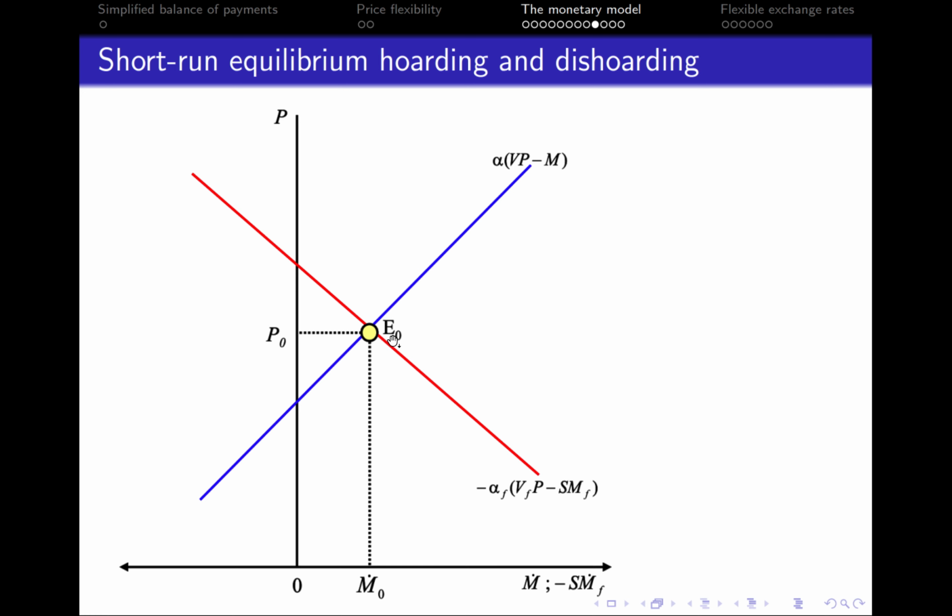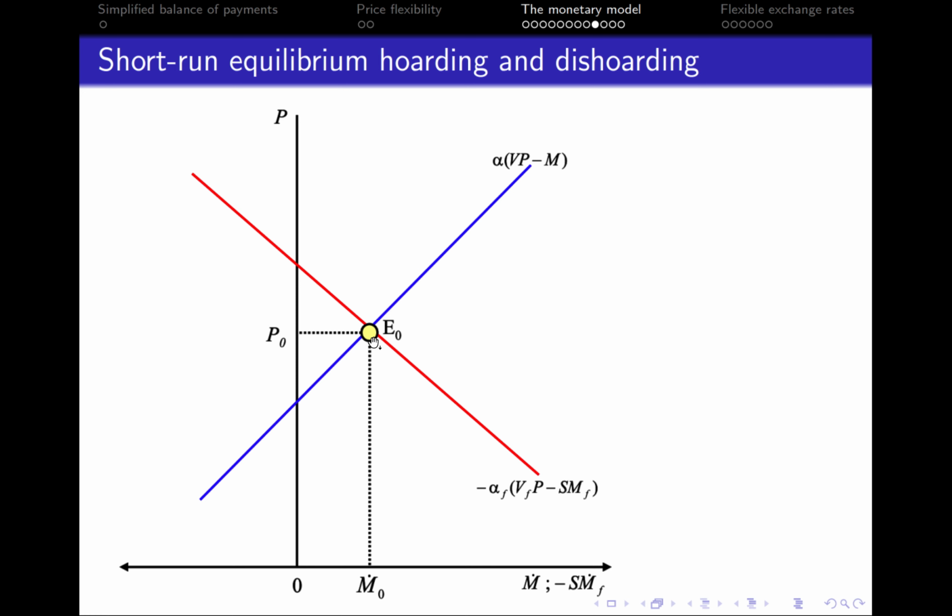Look, at point E0, we see the short-run equilibrium. And look, what does this equilibrium imply? At this equilibrium, we see that the change in money stock at home is positive, which of course means that change in the money stock in foreign must be negative. So we observe transfer of money from foreign to home. But of course, look, this is just a short-run equilibrium. Things are gonna be changing over time.